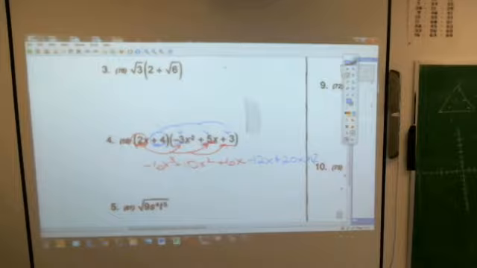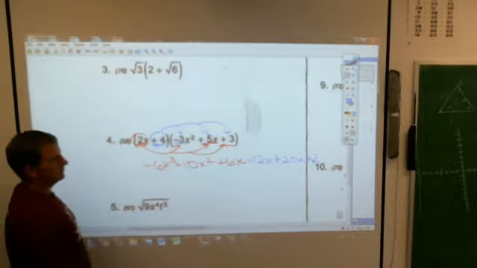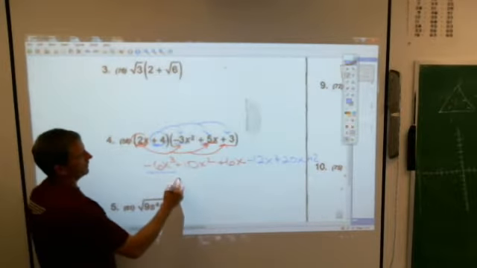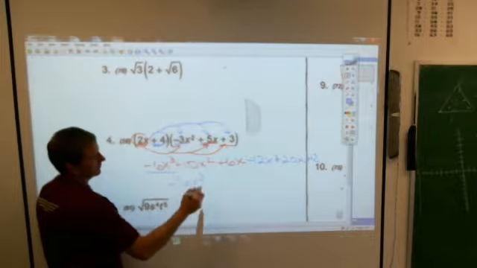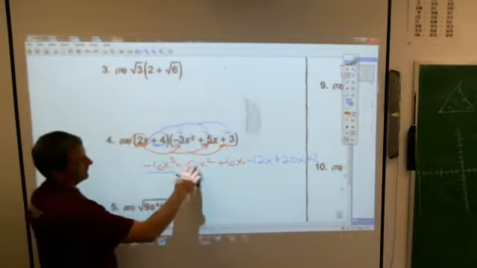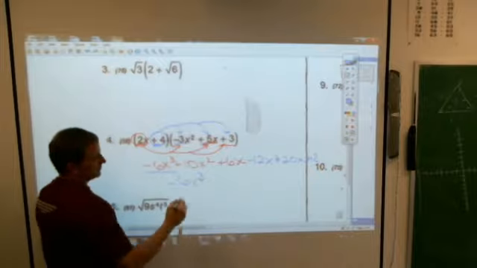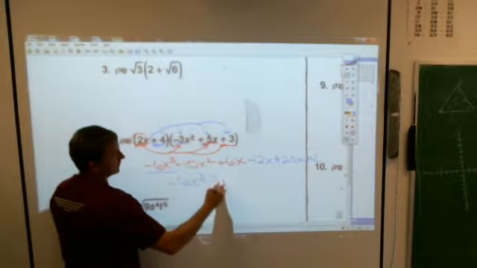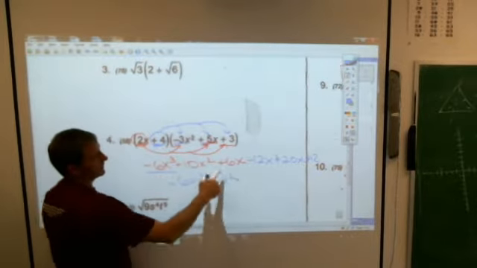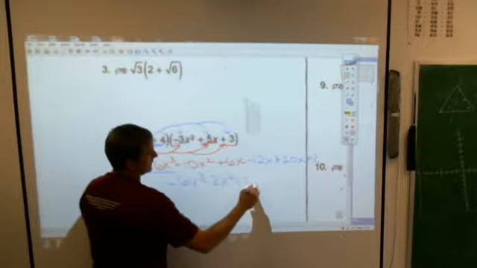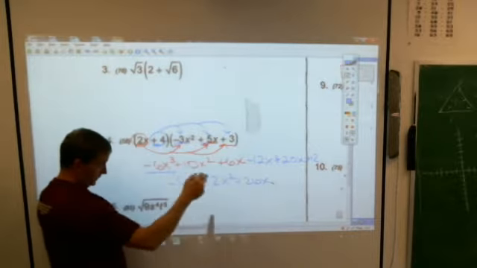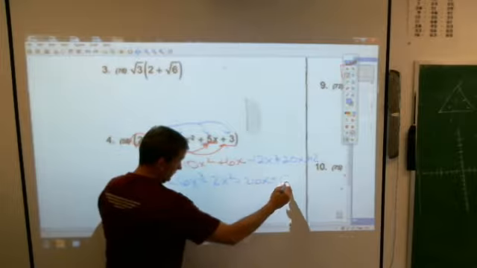Now you've got to combine what you can. There are no x cubes, so I just write that down. 10x squared minus 12x squared. 10 minus 12 is negative 2x squared. 6x and 20x is 26x. And you just have that 12 left over there.